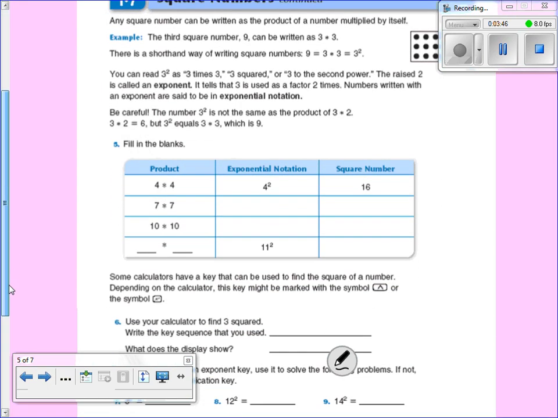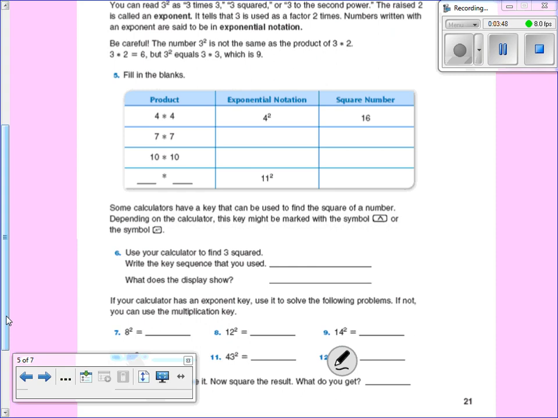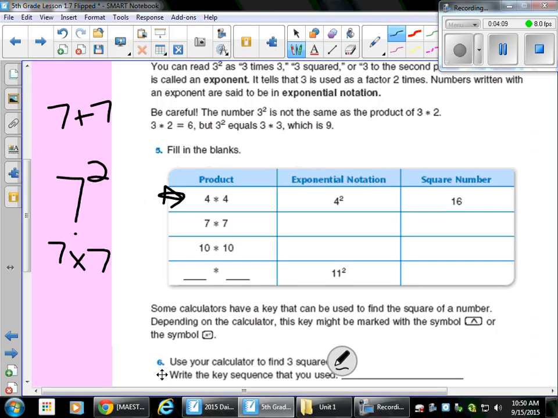You're going to work a little bit with exponents today. You're going to be using a calculator. First of all, take a look at this example. We have 4 times 4, 4 to the second power. Whenever you have a little number, an exponent, up to the side of a number, that means, for example, 7 times 7. It doesn't mean 7 plus 7. It means 7 times 7. This is a common mistake kids have had in the past.